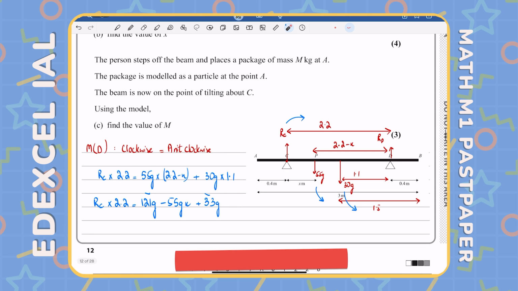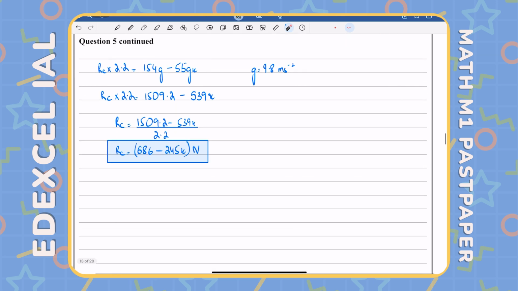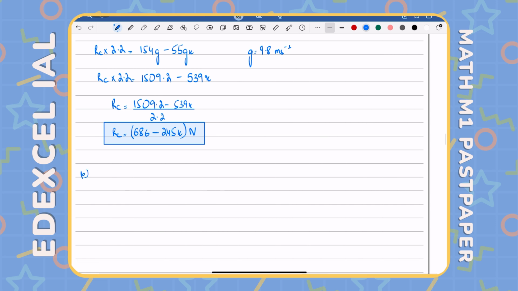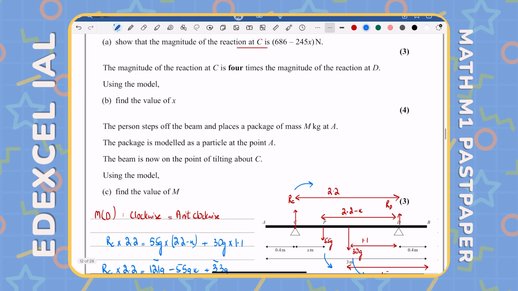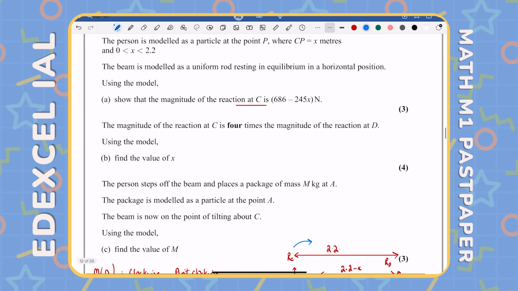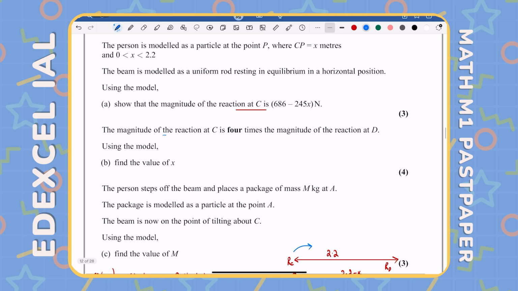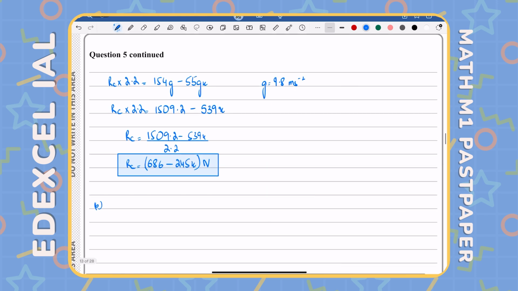Now let's have a look at part B. So let's do part B here. So part B says, here is part B. The magnitude of the reaction at C is 4 times the magnitude of the reaction at D. Okay, so let's make an equation. The magnitude of the reaction at C is equal to 4 times the magnitude of the reaction at D.